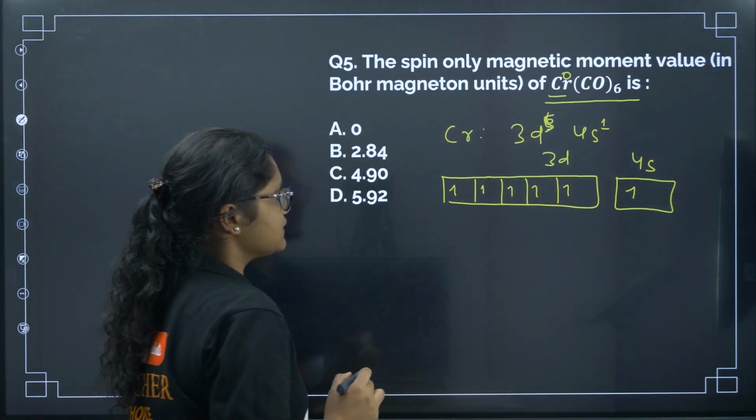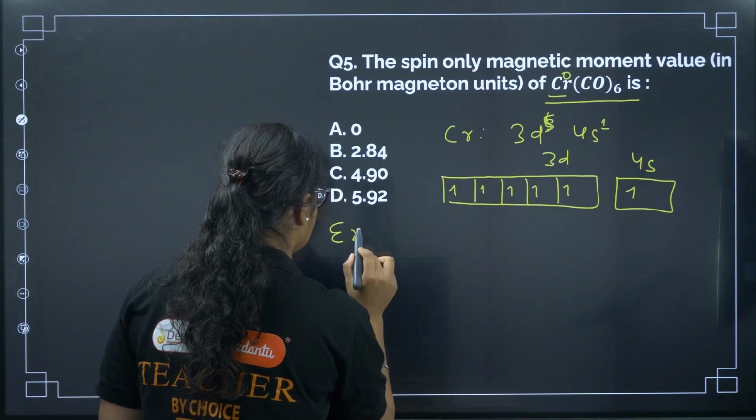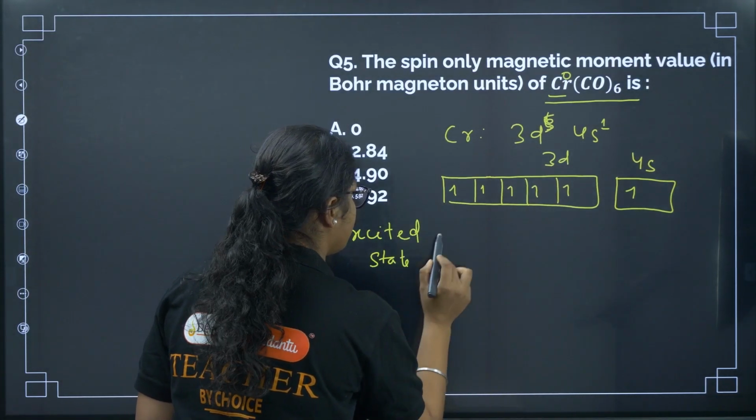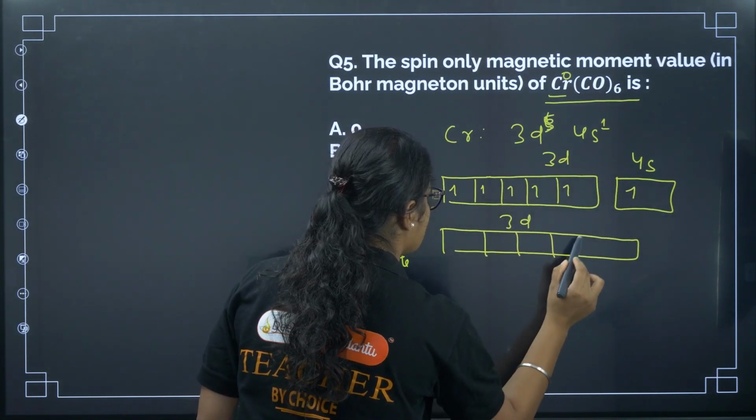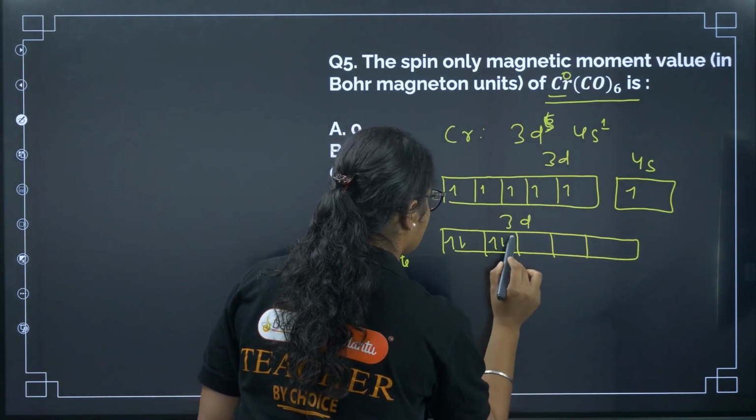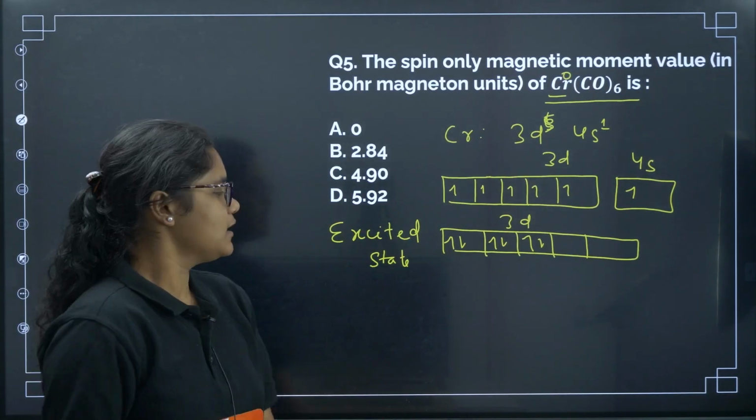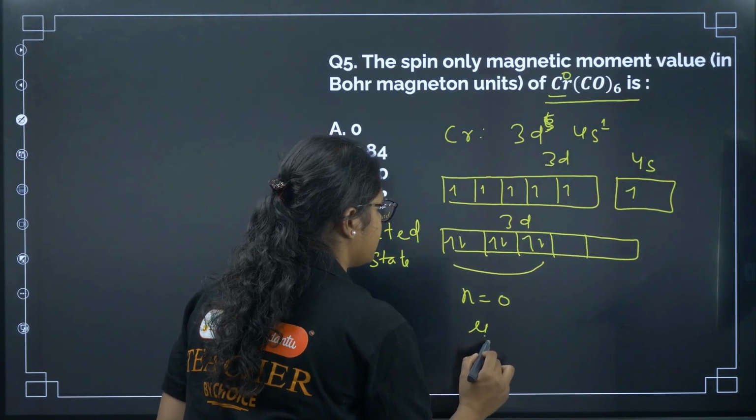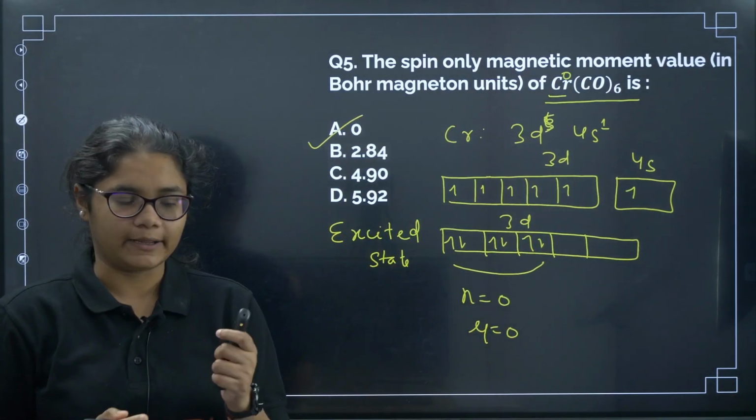right? Now you can see CO is a very strong field ligand. So what will happen in the excited state? In the excited state, there will be pairing of electrons, right? So in this 3d orbital, we will have 1, 2, 3, 4, 5, 6, right? So we can get d2sp3 hybridization, but there is no unpaired electron here. n is equal to 0, so the magnetic moment will be 0.